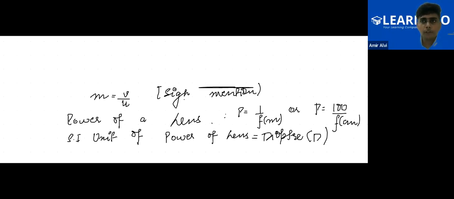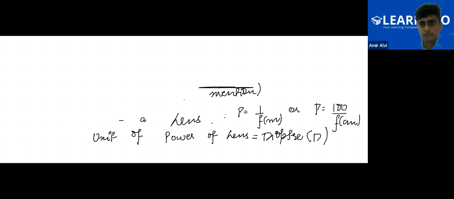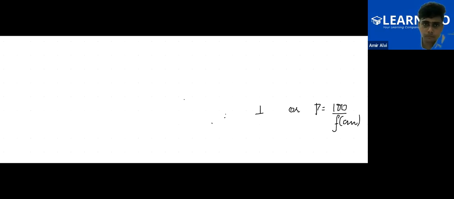Okay, so this is the power of a lens. The power of a lens depends on the focal length. Higher the focal length, lower will be the power. It means that the larger the focal length, the smaller will be the power. Okay, can I erase this, everyone? Yes. Okay, let me erase it.